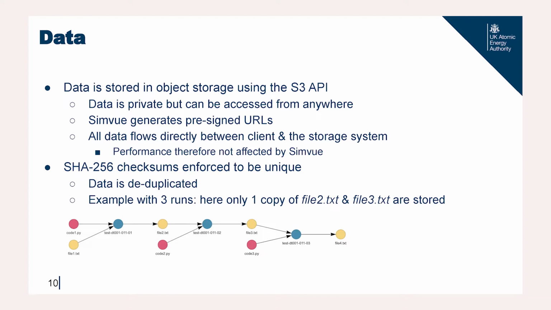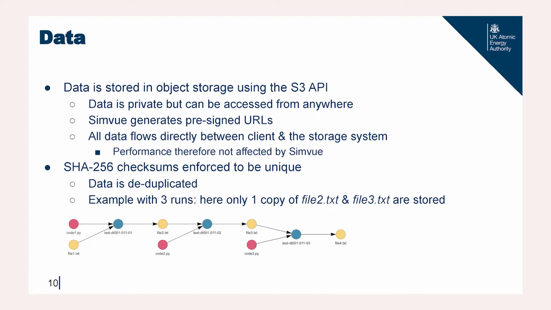Then one important thing is that we ensure that the SHA-256 checksums of all the files are unique so that data is deduplicated. So for example, if you have a string of 3 different simulation or processing steps, in this case one run generates something called file2.txt, then that's used as input to another simulation, which writes file3.txt, and that's then used by another one. So in SimView you'd save the input and output files at each step, but internally it only keeps one copy of the file, which just makes sense.